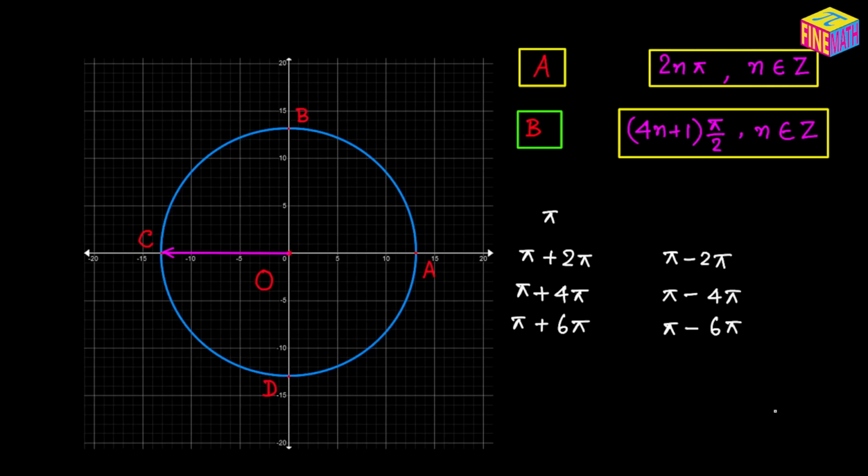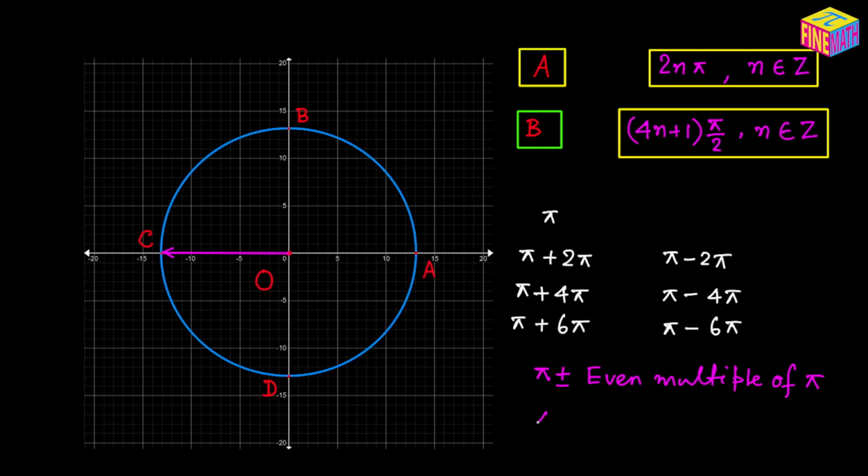So here again we are starting to see a pattern, and the pattern is that it's looking like pi plus or minus an even multiple of pi. So we can make a note like this. It is going to be pi, then plus or minus an even multiple of pi. So can we write it like this?